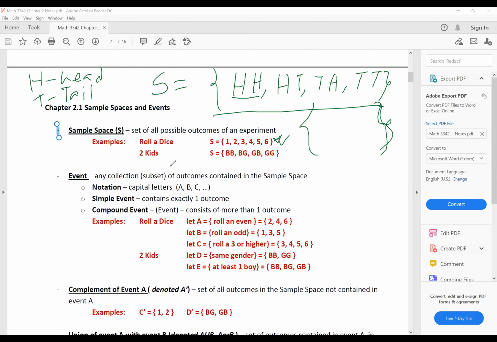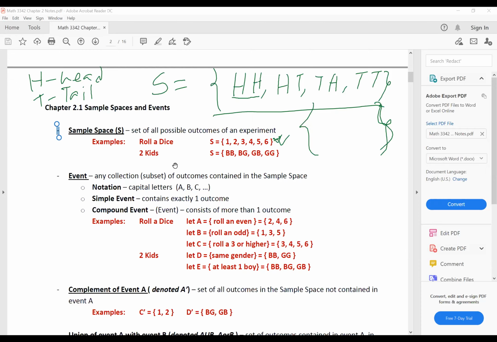Now if in our experiment you want to know the gender of 2 kids, then the possible outcomes will be: both are boys, the first one is a boy and the second kid is a girl, the first kid is a girl and the second one is a boy, or both of them are girls. So these are all the possibilities. So in this case, the sample space will have 4 outcomes. So S will be this set here.